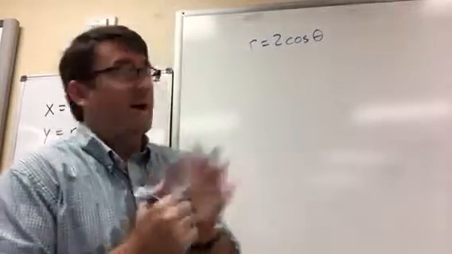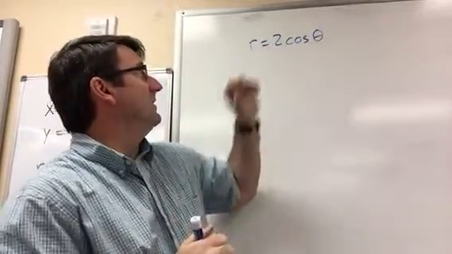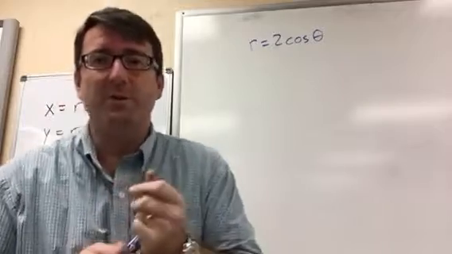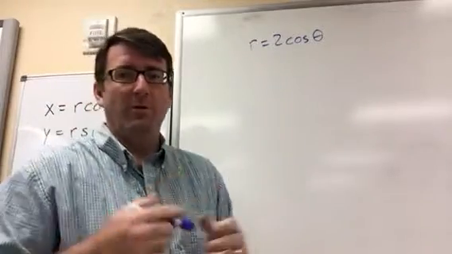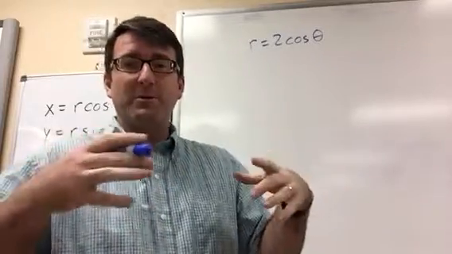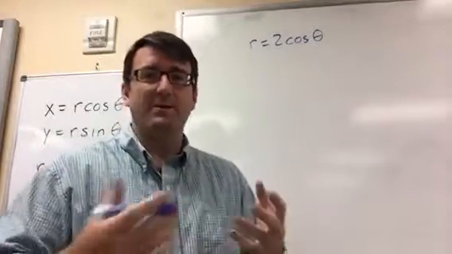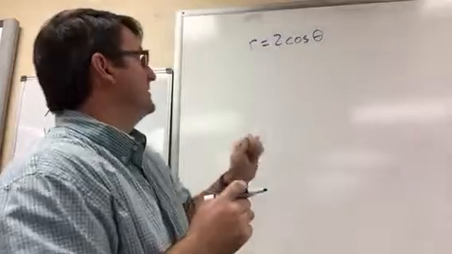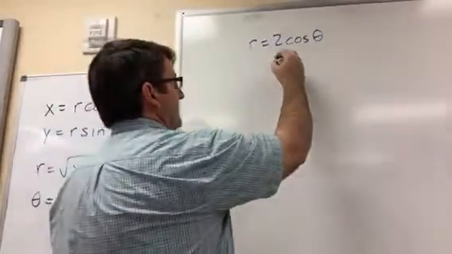Number 14, we're asked to convert the equation r equals 2 cosine theta from polar form to rectangular form. As with number 12, I'm going to show you two different ways to do this, and I'm going to start with the shortcut. So the shortcut is to graph this.